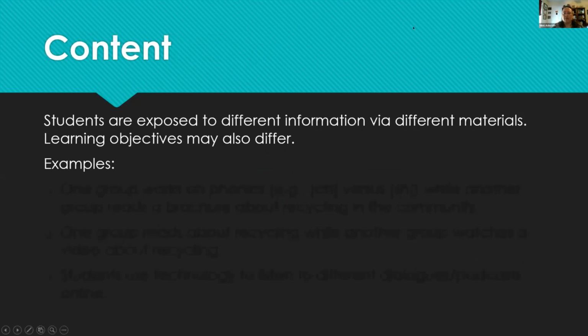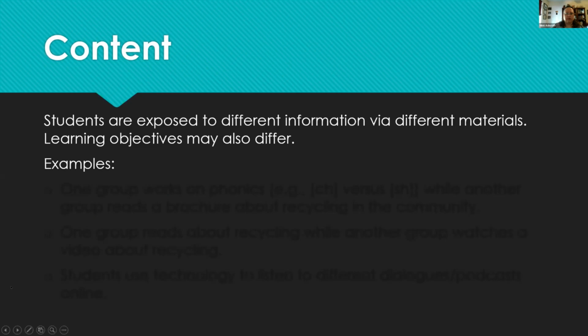So content refers to students being exposed to different information via different materials. It could be materials of different modalities, like written material versus audio material or visual material, or even different information, like one person could have articles from a newspaper on two different topics. Learning objectives for these different activities and different students may also differ.